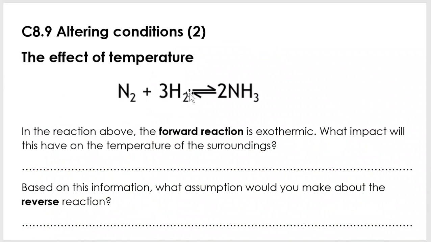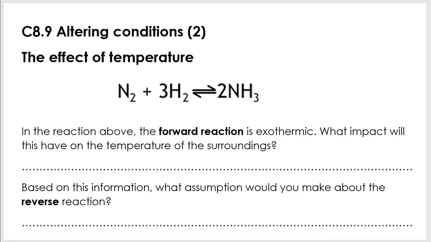This is the Haber process, nitrogen and hydrogen reacting to make ammonia. Have a think about the questions. When you're ready, move on. So the reaction above, the forward reaction, is exothermic. What impact will that have on the temperature of surroundings?